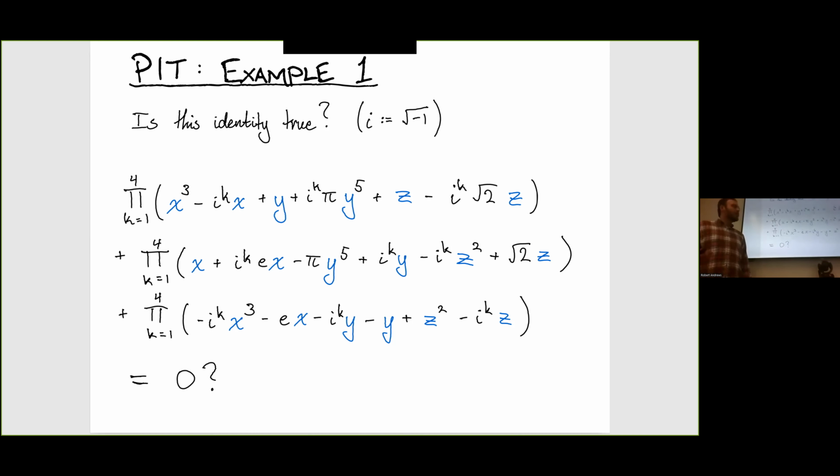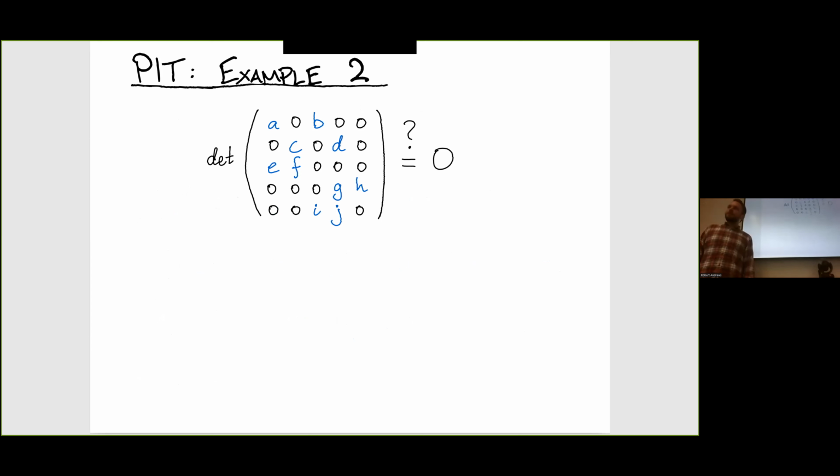But you might say to me, well, this is kind of uninteresting. This is just some random expression you picked out of thin air. Why should I care about this? Well, here's another example. Here's a determinant. It's a 5 by 5 matrix. I zeroed out most of the entries, but there are 10 non-zero entries that are all variables. So A through J, these are formal variables. And I want to know if this determinant as a polynomial is 0 or non-zero. Now, it turns out the answer is no, it's not 0.